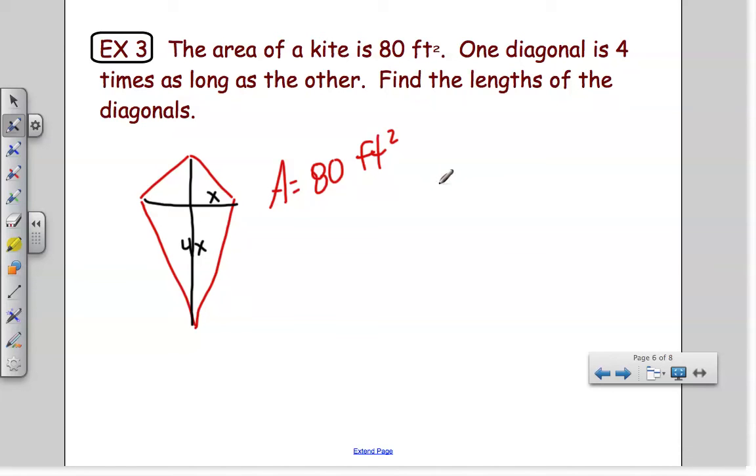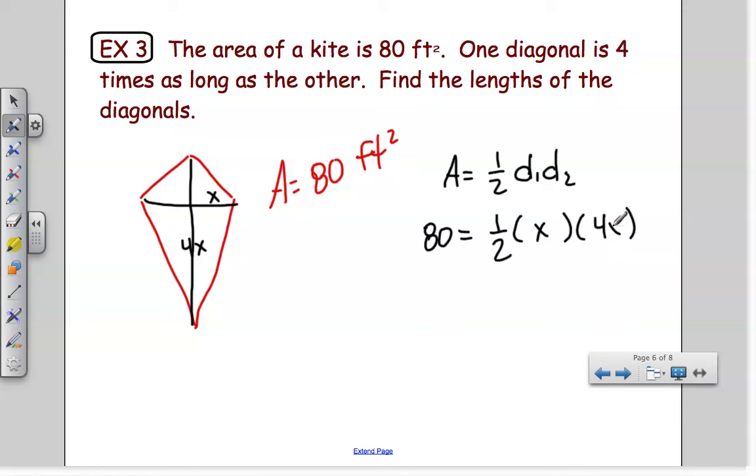So, if we're talking about a kite, I need the formula for area of a kite, which is 1/2 times the two diagonal lengths, 1/2 diagonal 1 times diagonal 2. In this case, I know the area is 80, so I'm putting that for area. It's 1/2 of the two diagonals multiplied together. One diagonal was just x, and one diagonal was 4 times that, so 4x. And now it's 1/2 times x times 4x.